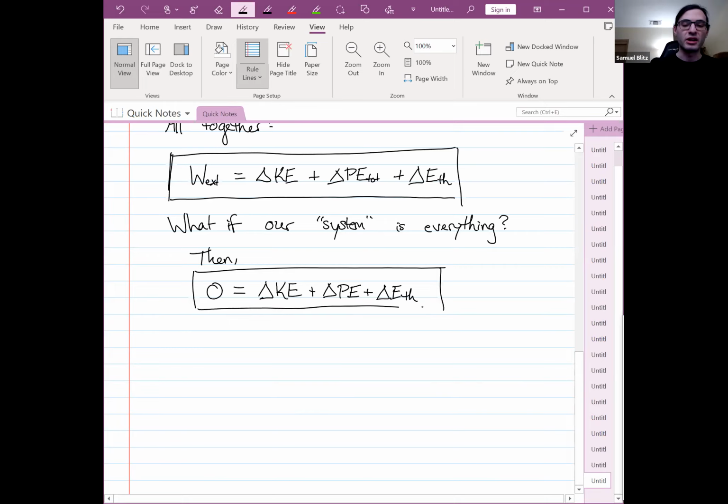So when I write delta KE, I mean the change in the total kinetic energy of the system, meaning you add up the kinetic energy of each object, and then you calculate the change in that total. Same for potential energy. You find the potential energy from every single conservative force, add them all up, and then find the change in that thing. And then the same for thermal energy.